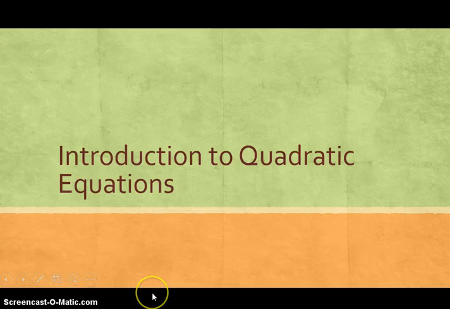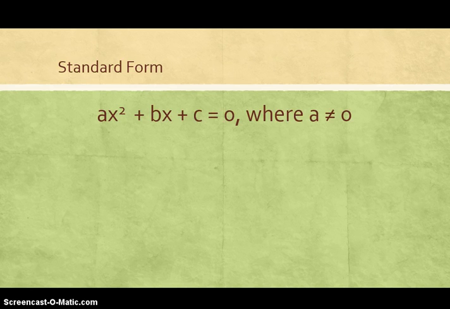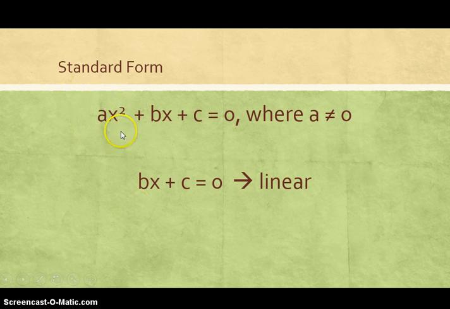Today we're going to introduce quadratic equations. Standard form for a quadratic equation is ax squared plus bx plus c equals 0, where a cannot be 0. If a were 0, we'd have bx plus c equals 0, and this is a linear equation. The reason this one's quadratic, the top one, is because we have a square.